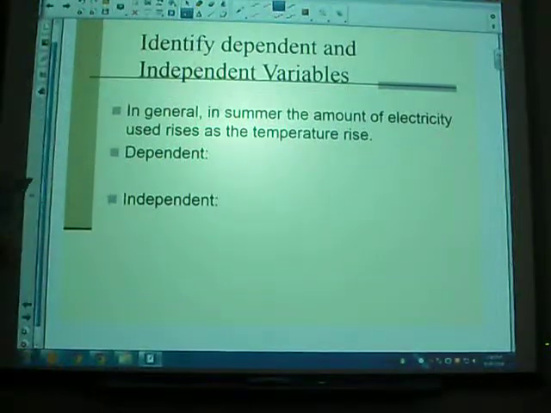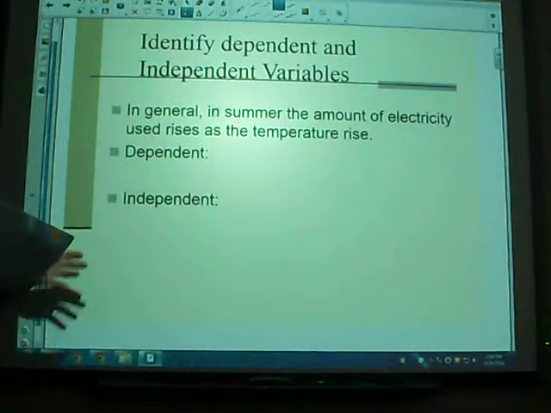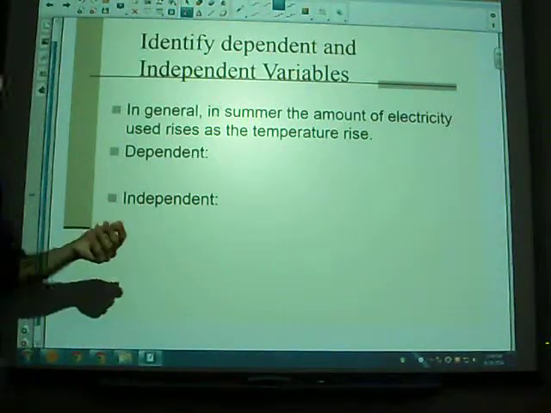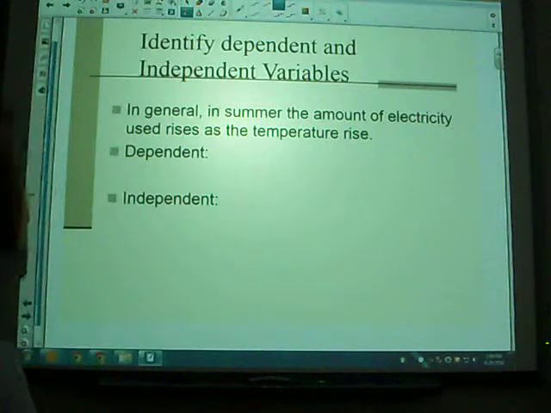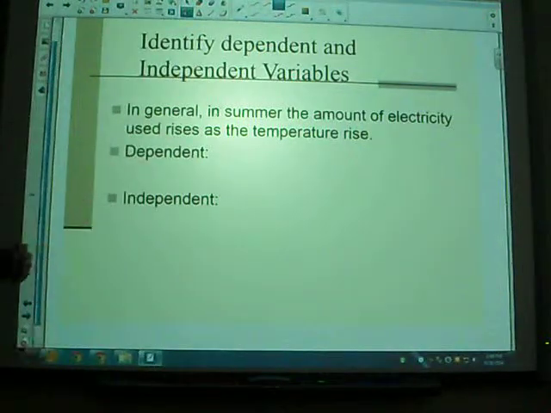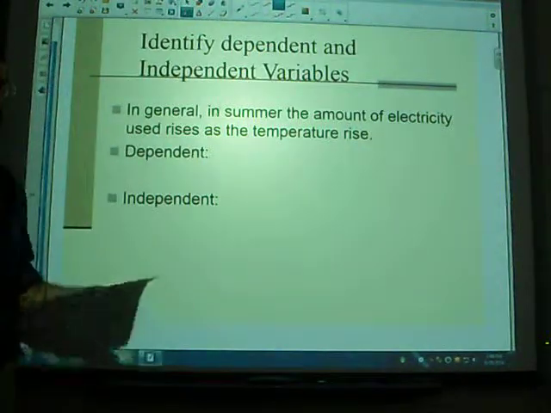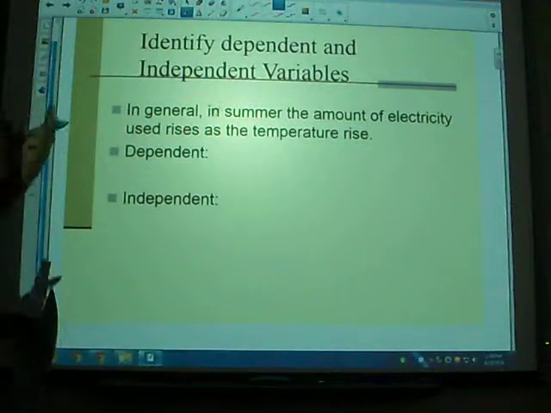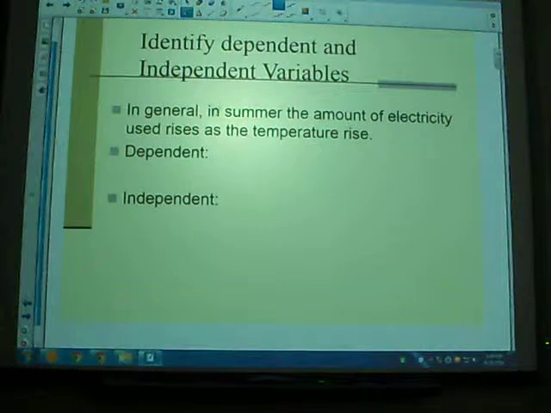Let's practice identifying dependent and independent variables. Once again, in general, so there are always exceptions to pretty much any rule. In summer, the amount of electricity used rises as the temperature rises, because the hotter it gets, the more air conditioning you're using and the higher your electric bill is. So which one is dependent and independent variable?